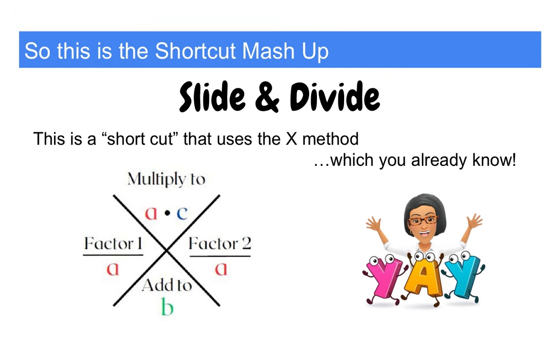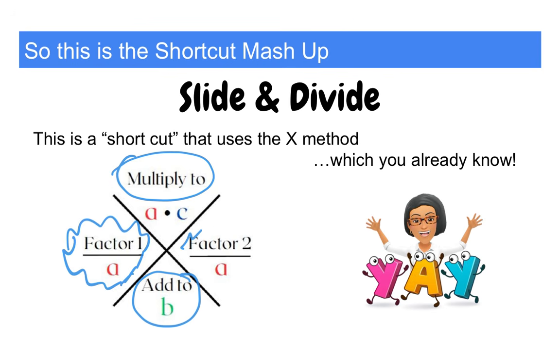Again, we're going to stick with the same kinds of things that we know from before. We are going to multiply A and C. We are going to make sure they add to B. We're looking for this factor 1, and we're also looking for a factor 2. So those are the things that are happening. You're probably recognizing or noticing this A right here. I'm going to explain what that means in just a second.